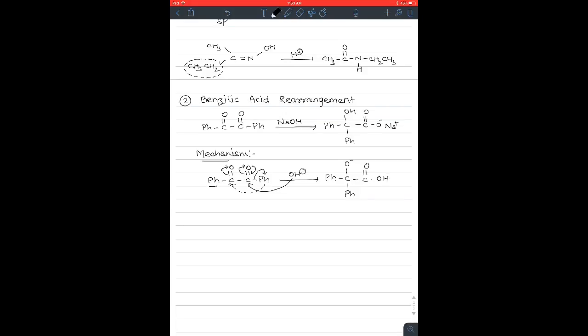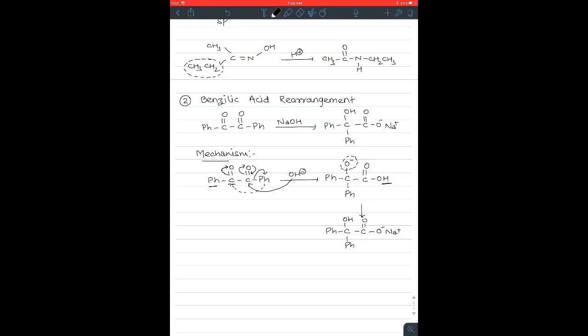Now what we can see is that this hydrogen which is present is acidic hydrogen, and this O minus which we have will have basic nature. So that O minus will take over this acidic hydrogen, and the product which will be formed will look something like this: Ph2COH, C double bond O, O minus, and this O minus will attract the Na plus which is present in the solution. So this is the mechanism of benzilic acid rearrangement.